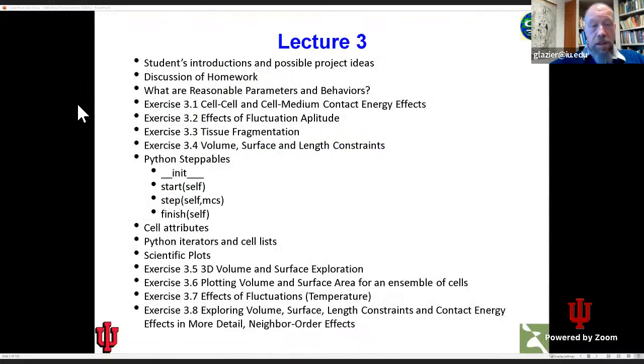Today, I'd like to quickly go through everybody's project ideas, and then I want to talk a little bit about the homework. Then we're going to dive into a series of exercises that address how you set cell attributes. And we're going to talk a little bit about starting in Python to do computations. I hope we'll do some scientific plots, which are one of the things that CompuCell is pretty good at, I hope. And we'll take things from there.